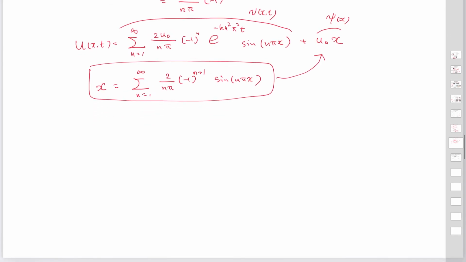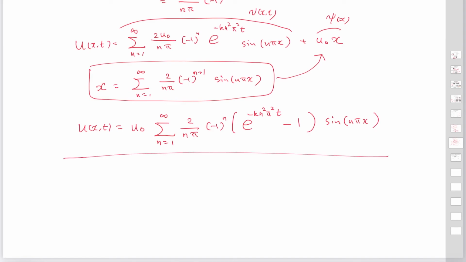Then u(x,t) is expressed as u sub 0 times the sum from n equals 1 to infinity of 2 over n pi times minus 1 to the n times exponential minus k n squared pi squared t minus 1, times sine n pi x. So this is another solution form to describe the temperature u.